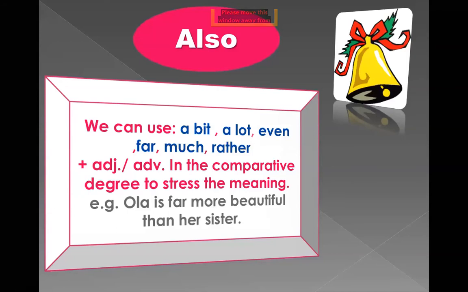Some of them go with the comparative form, and some with the bare form, without er or est. With positive degree or bare form, can you remember them? Very, pretty, most, rather, quite, fairly. And with comparative degree, we have a bit, a lot, even, far, much, and rather. All of these explanations are in the sheets that I gave you yesterday. Put them in front of you and you can revise this part with me.